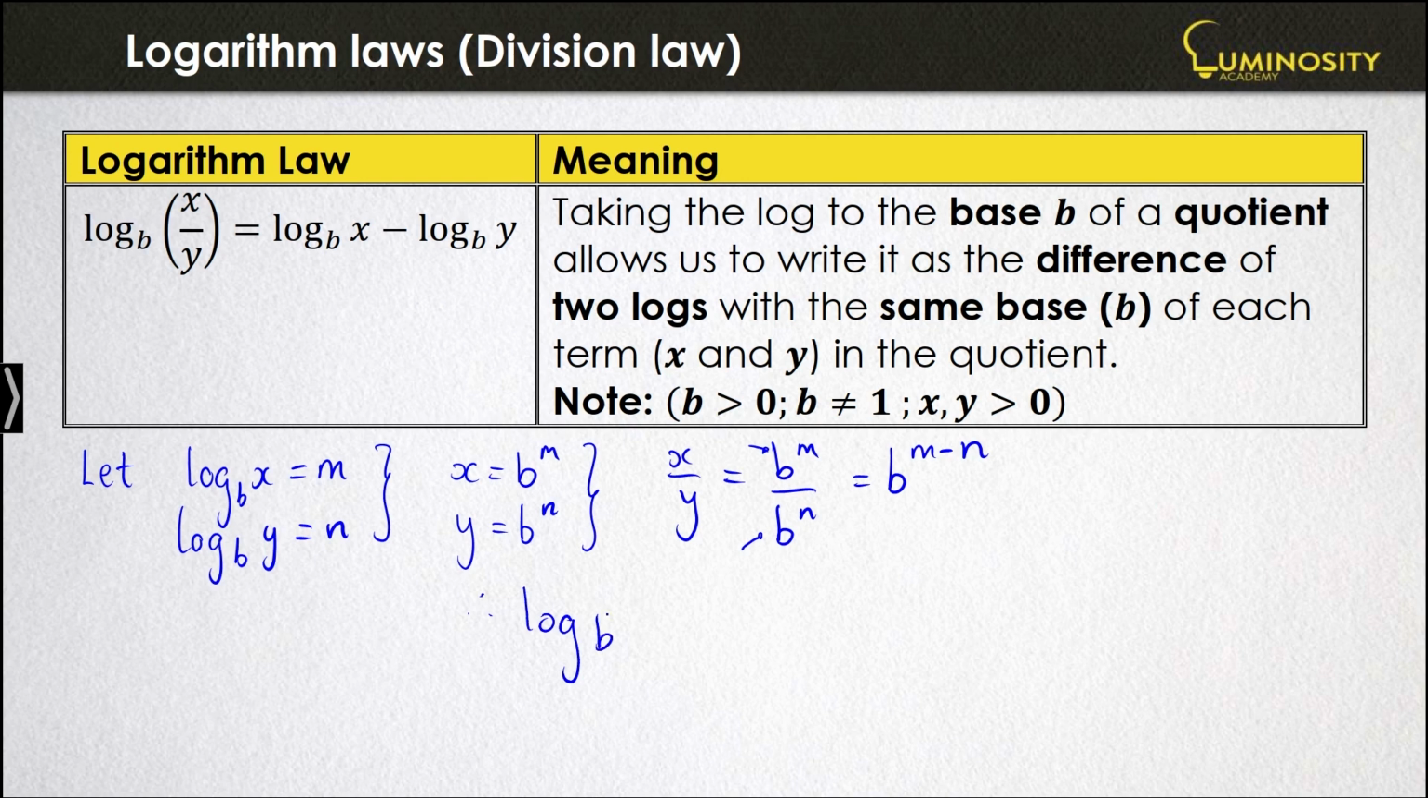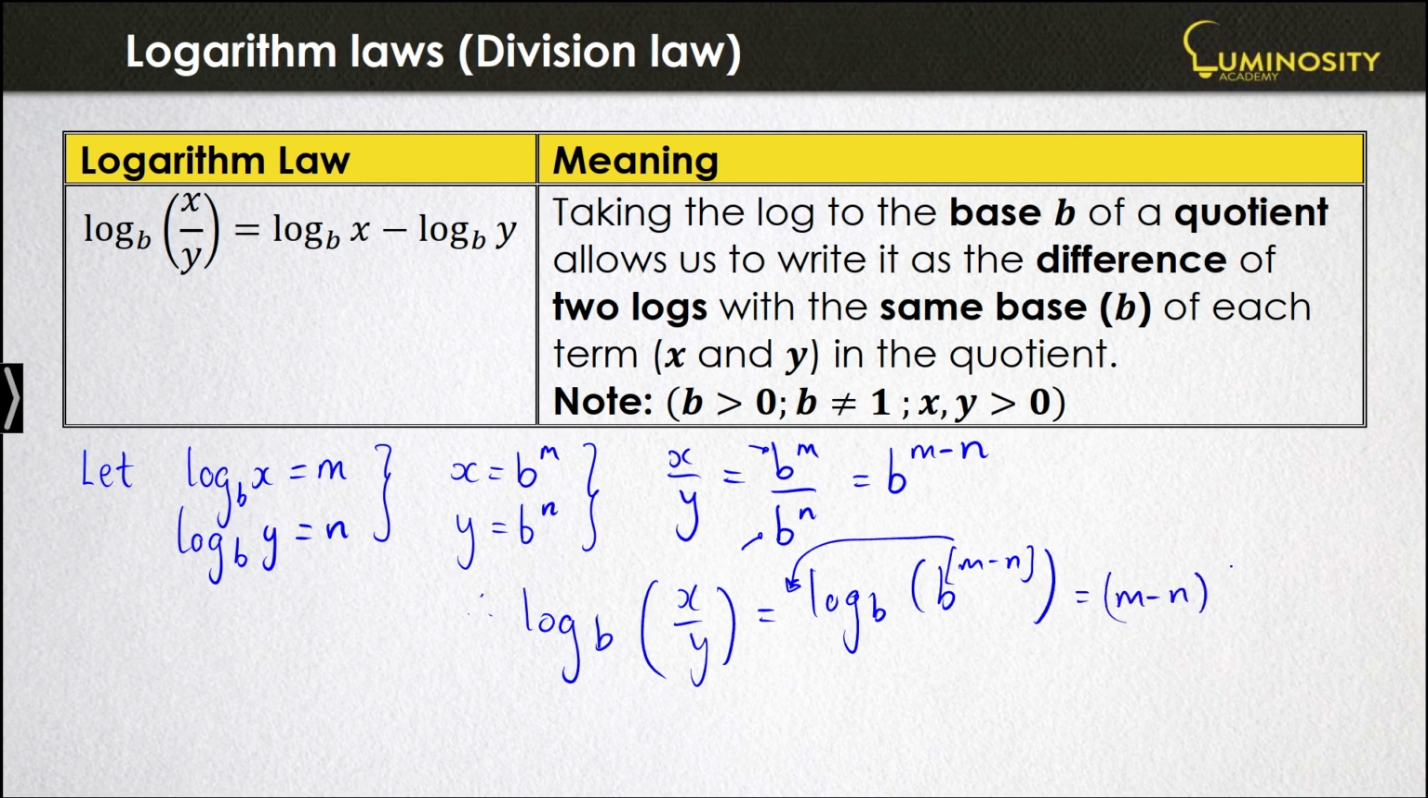Take log base b of both sides of x over y. That equals log base b of b to the m minus n. But we can bring this power m minus n down using the power rule. That becomes m minus n times log base b of b. And this is equal to 1. So it's m minus n. But m minus n is exactly log base b of x minus log base b of y. So this proves that the division law works.